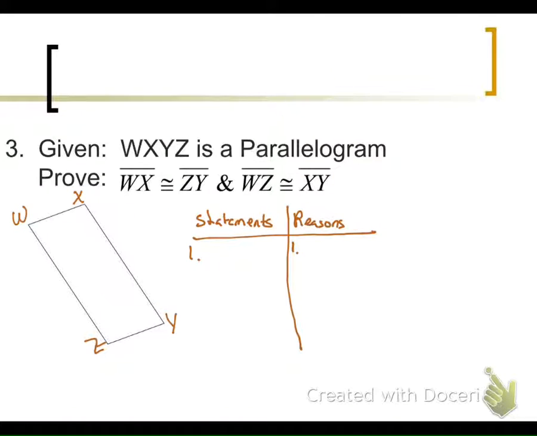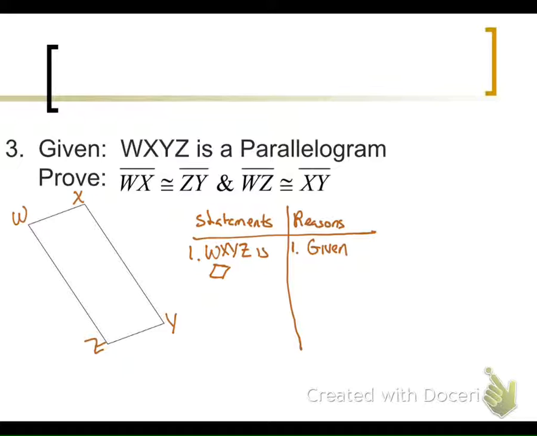Okay, so we're back at proofs. Remember, you create your chart, statements and reasons. You number your steps. Your first step is always what's given. So my first step is that we see that WXYZ is a parallelogram. And we know this because it is given. So since this is a parallelogram, let's look at what we're setting out to prove. Well, we want to prove that WX and YZ are congruent. And we want to prove that WZ and XY are congruent.